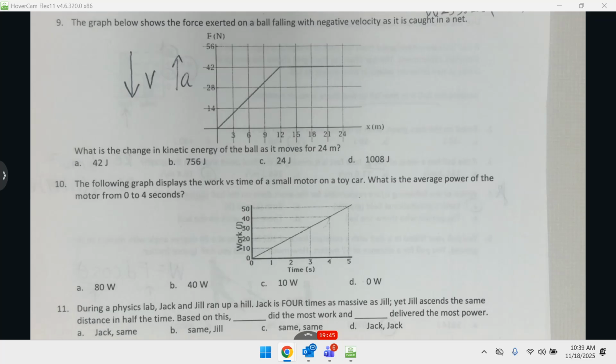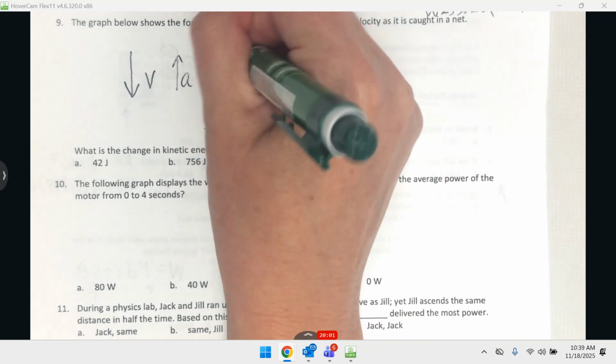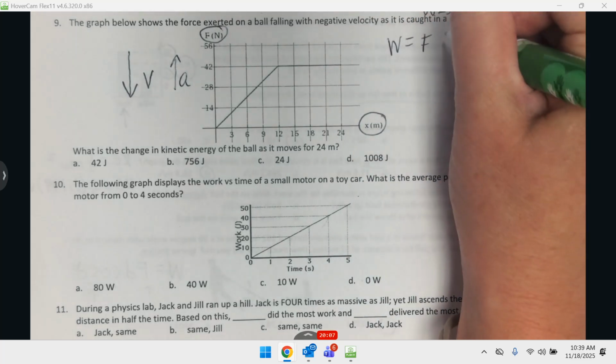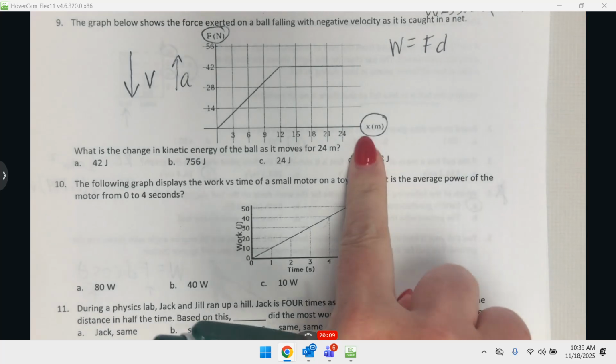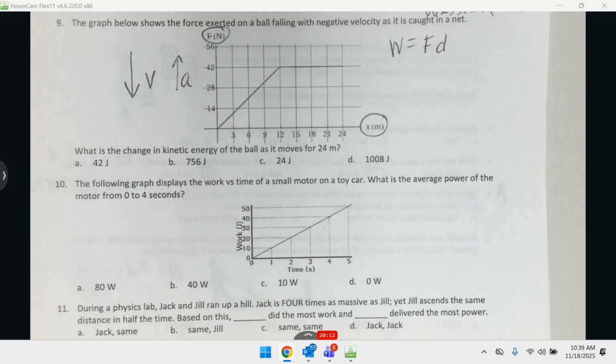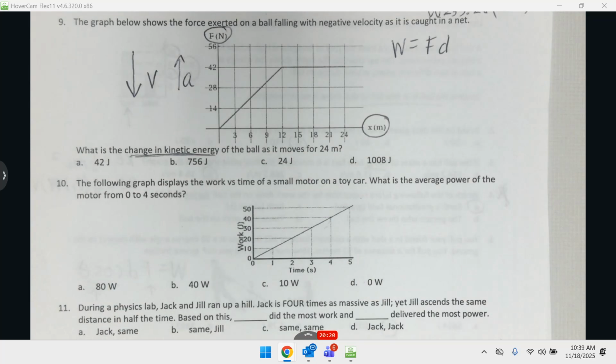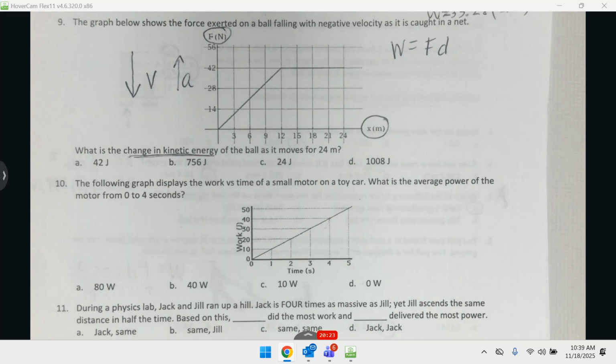So my change in kinetic energy here, they didn't even give me one with the sign on it. Technically this should be negative. I guess they're just looking for magnitude here. But the change in kinetic energy we can find because this is a force displacement graph, and work equals force times displacement, or delta x, it's d. And we know that work is also equal to change in kinetic energy.